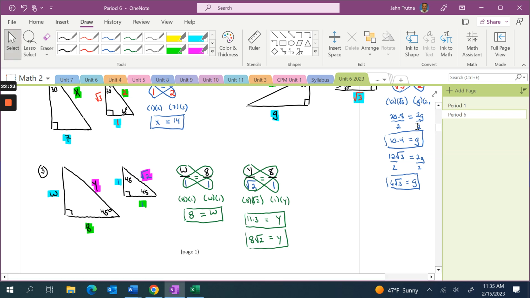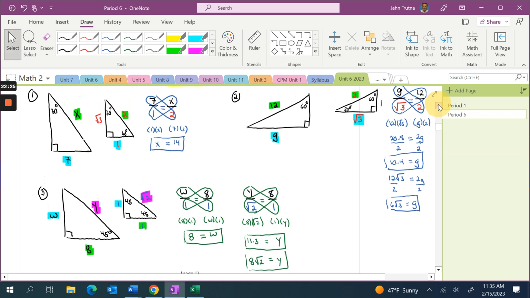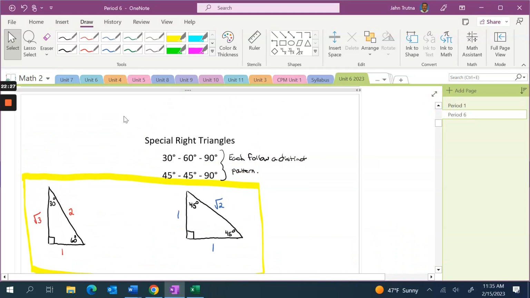So there we go. There is your first notes from Unit 6, Special Right Triangles.